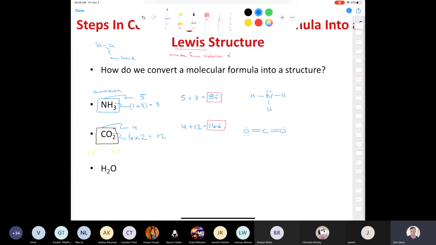Now let's take a look. I see that both of the oxygens have a complete octet, right? They both have 1, 2, 3, 4, 5, 6, 7, 8 electrons. And the carbon has 1, 2, 3, 4, 5, 6, 7, 8, 2 electrons for each bond. That means that all of the atoms in carbon dioxide now have a complete octet. And this is a perfectly legit Lewis structure.